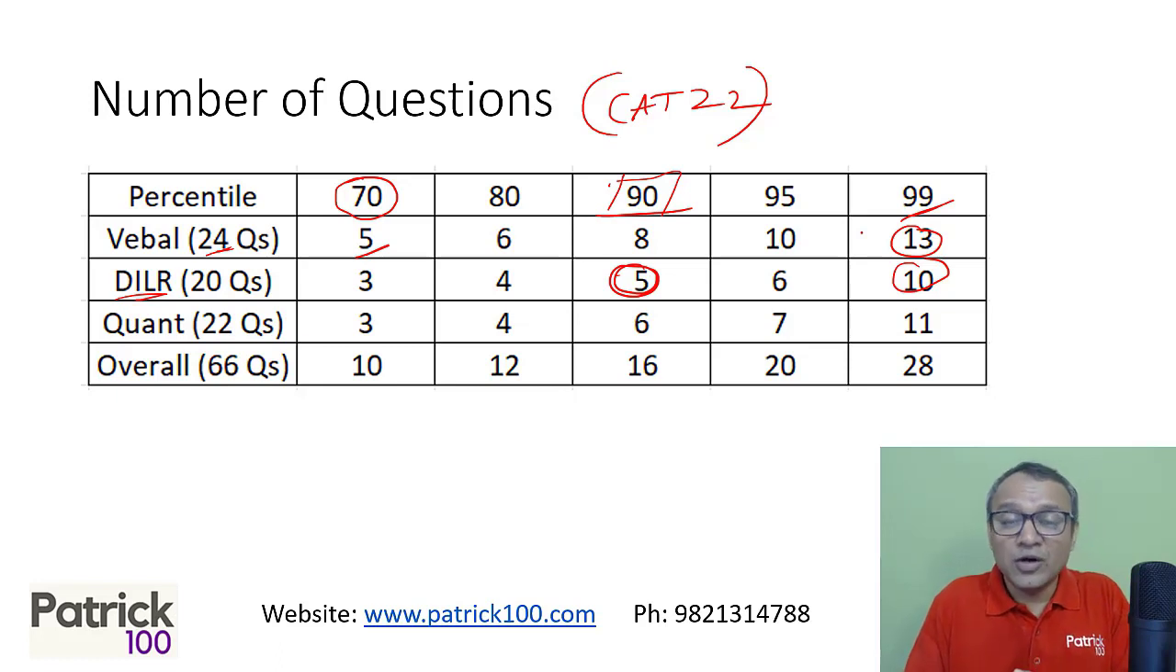If the paper becomes tougher, the number of questions required to get the percentile could be less. If the paper becomes easier, the number of questions required will be more. So it can vary from paper to paper. This is how it went for the CAT 22 paper.